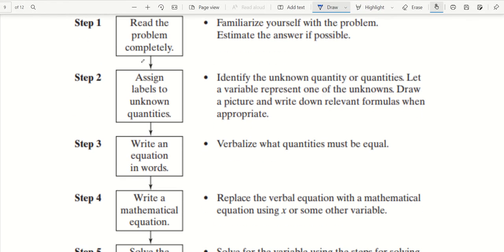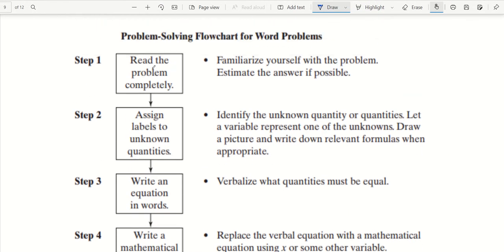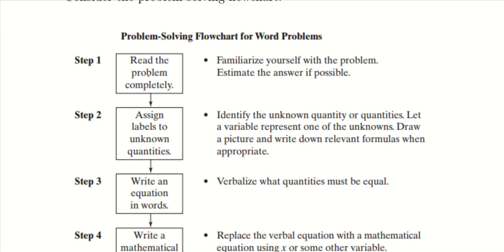The first step when trying to solve any kind of applied math problem is to read the problem completely. Oftentimes, this can require you to read through the problem more than once in order to gather all of the important information. Especially on the first pass, you want to familiarize yourself with the problem and be able to answer the question, what am I trying to solve for? Like, what is this problem asking me to find?